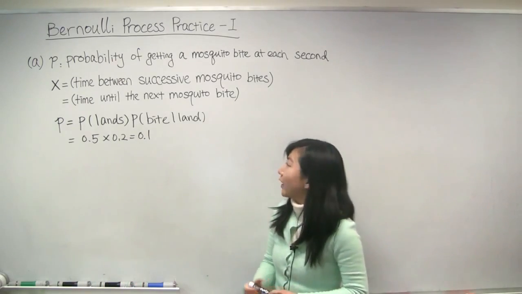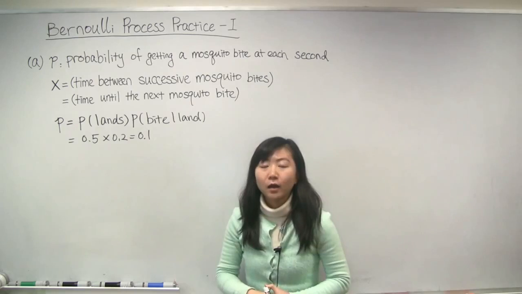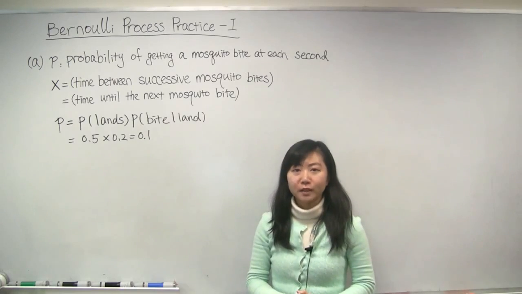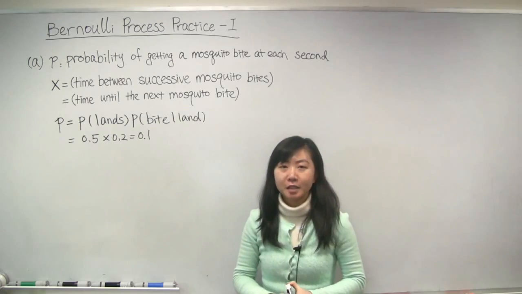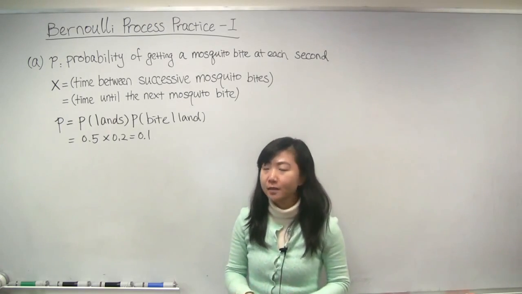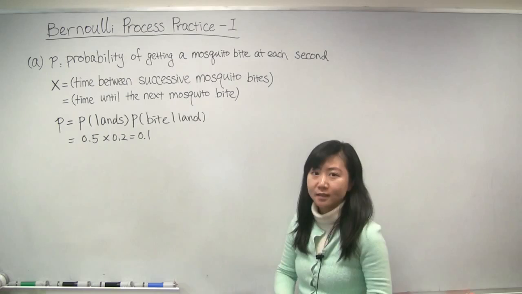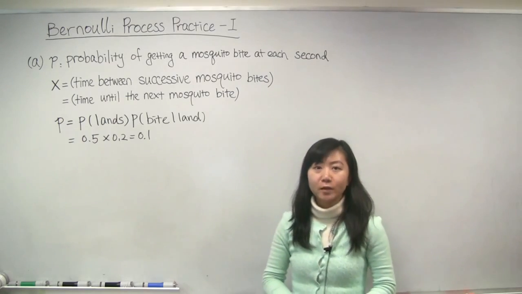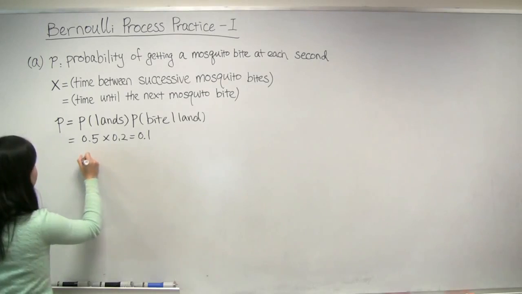Next, let us define x as the time between successive mosquito bites. Because of the memoryless property of the Bernoulli process, which means the probabilities of getting mosquito bites at different times are all independent, x is equivalent to the time until the next mosquito bite. And x is a geometric random variable whose PMF is like the following.